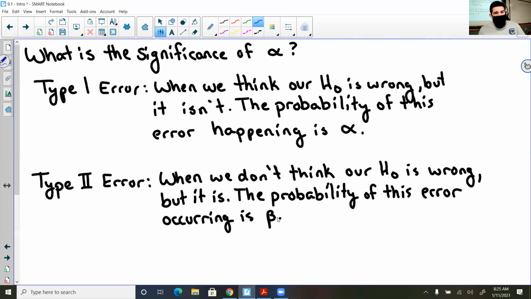So again, take a look at those questions. Tomorrow we'll be doing more application. I just want to make sure that we have the concept of type 1 and type 2 errors, alpha, as well as our test statistic, p-value, null hypothesis, and alternate hypothesis. So hopefully that makes sense.